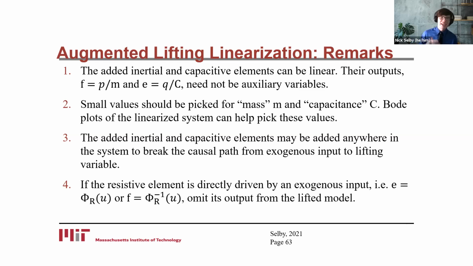3, the added inertial and capacitive elements may be added anywhere in the system to break the causal path from exogenous input to lifting variable. It doesn't have to be in the exact same junction, right? It can be somewhere in one of the two subsystems. All this augmented inertial capacitive element has to do is sever the causal path between control and exogenous input and the auxiliary variable.